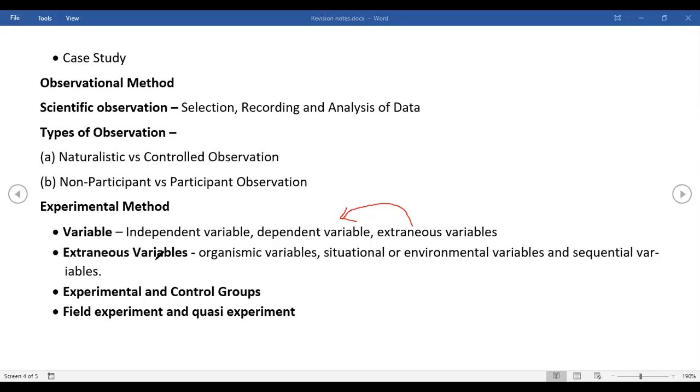So what are the types of extraneous variables? There are organismic variables, that is, related to the organism or human beings, situational variables, environmental variables, and sequential variables, which have some sequence. Environmental variables are like time, temperature, humidity. Situational is context based. Okay. So how will the experimental method be carried out?